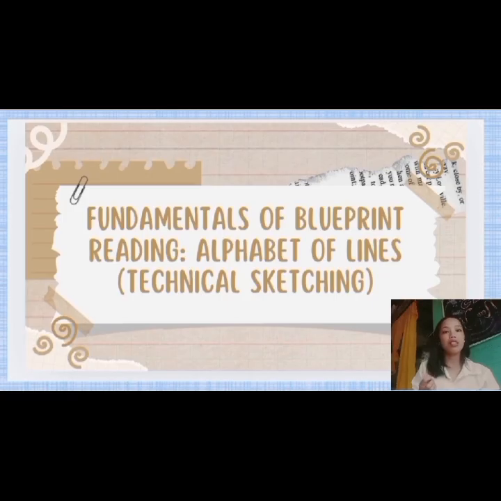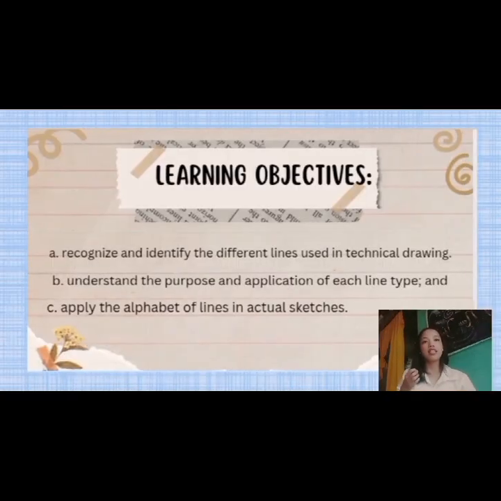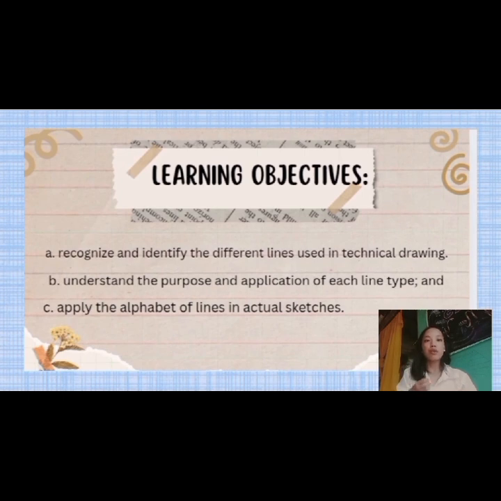Our learning targets are: first, to identify the different lines used in technical drawing. Second, to understand the purpose and the application of each line type. And lastly, to apply the alphabet of lines in actual sketches. So, this topic will help us understand the different types of lines used not only in architectural drawings but also in mechanical and manufacturing designs, which serve as the foundation for all the things we build and produce. So, before any building or manufactured object is created, everything begins with a technical drawing.